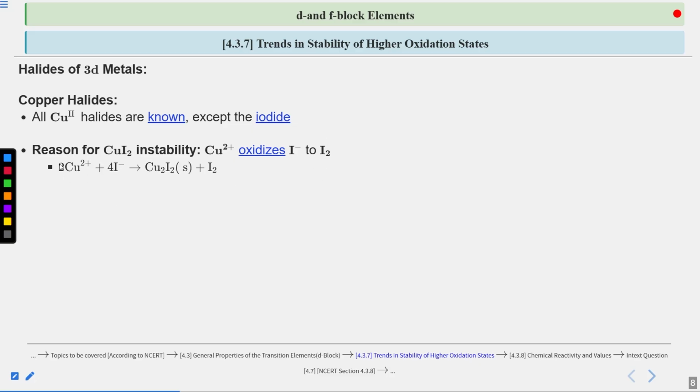So following this reaction, 2 Cu2+ plus 4 I- ions convert to Cu2I2 in the solid form plus I2. So what Cu2+ did, it oxidized the iodide ion into the iodine molecule. Okay, so that's why the CuI2 where the copper is having +2 oxidation state is unstable.